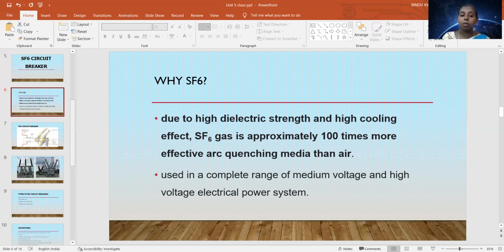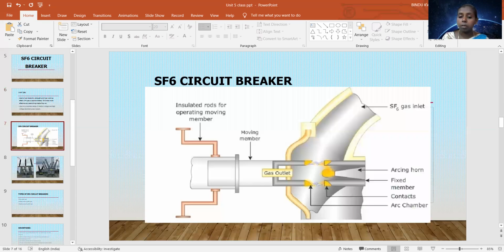Now we will see the construction of the SF6 circuit breaker. Here you can see the diagram of the SF6 circuit breaker. This is very effective for high power and high voltage service. In the diagram, you can see the main parts of the circuit breaker. Here we mainly have the interruption unit and the gas system.